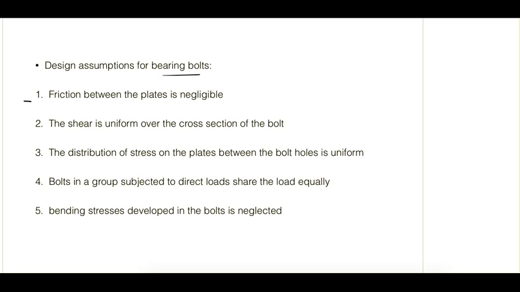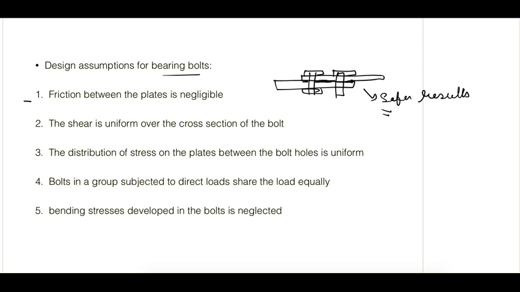First one is friction between the plates is negligible. That is, if this is the connection, so in actual condition there will be some friction between the plates, but in design we neglect this friction, and neglecting this friction gives us the safer results, because this friction will mobilize some of the shear force which is applied here, but we are not considering that, so we are on the safer side.